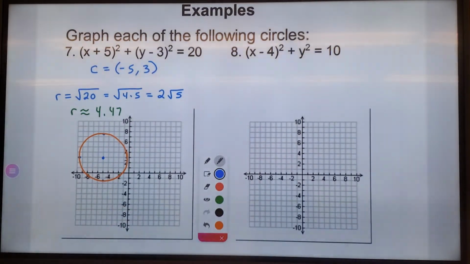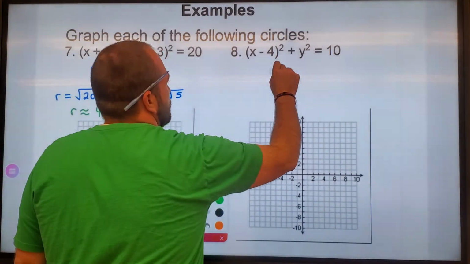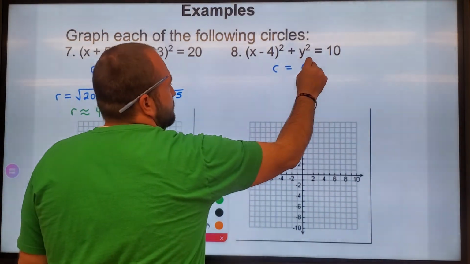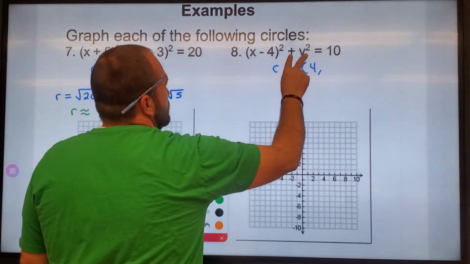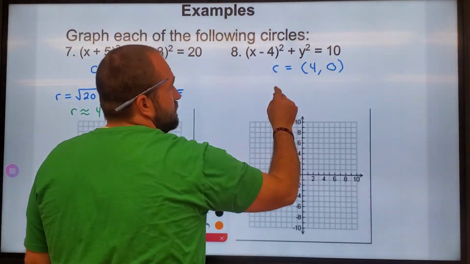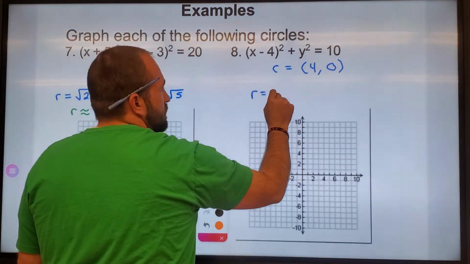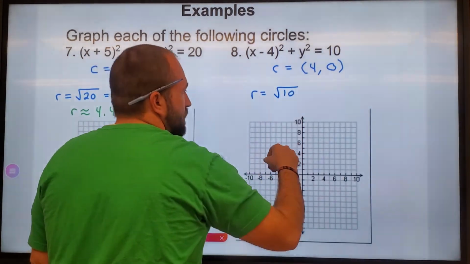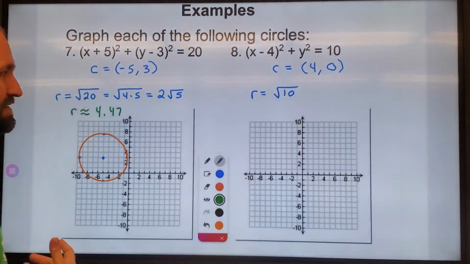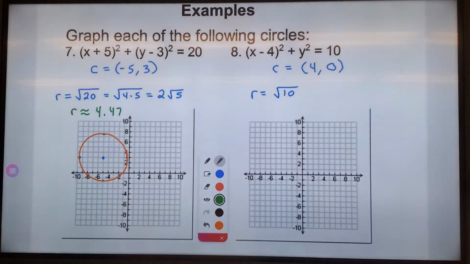Okay, number 8, same thing again. We're going to take the opposite, so the center. Opposite of -4 is +4. 0. There's nothing there. The radius is the square root of 10. Okay, you'll notice that the square root of 10 does not actually reduce. The only factors of 10 are 1 and 10, 2 and 5, none of which are perfect squares that are going to help us out.